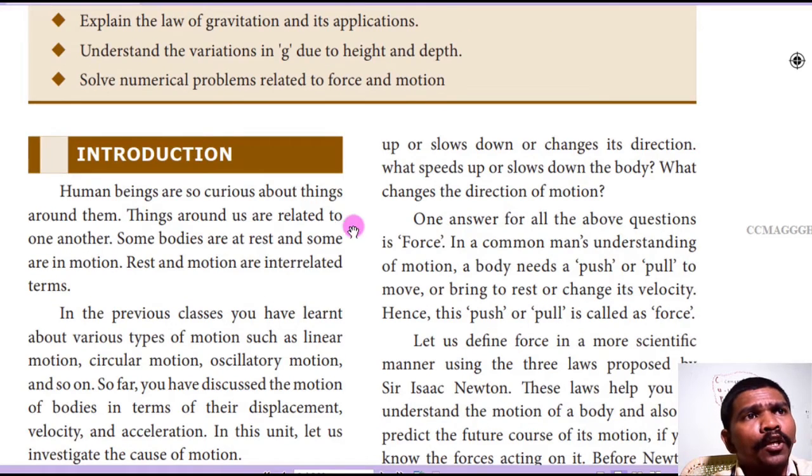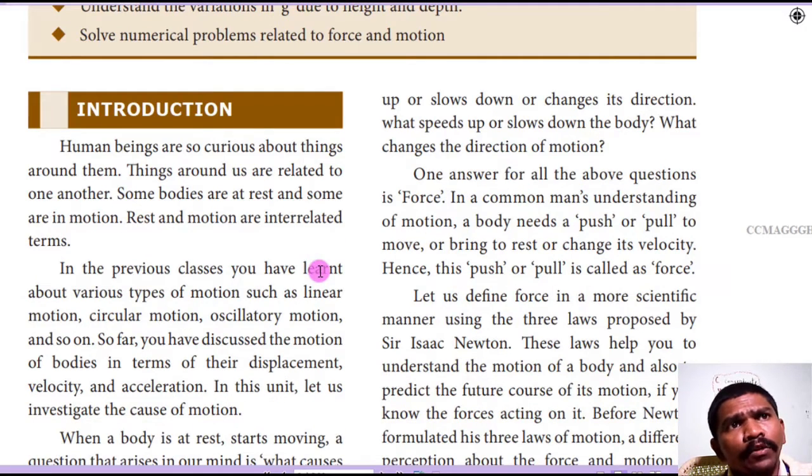Introduction. Humans are so curious about things around them. Things around us are related to one another. Some bodies are at rest, some are in motion. Rest and motion are interrelated terms. Here we can quote two scientists' names. One is Albert Einstein, another one is Charles Darwin.